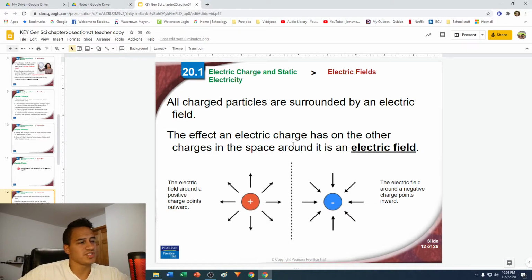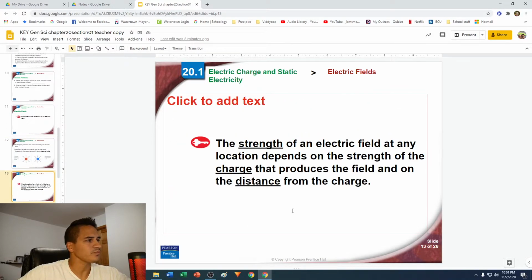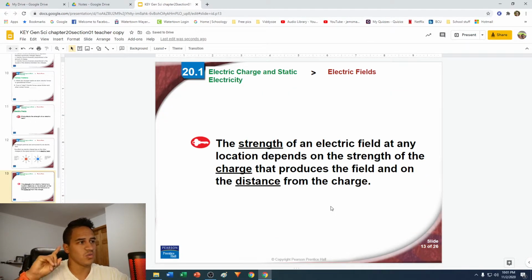So an electric field is just the effect that a charge will have on other charges nearby, whether it's going to repel that other charge or attract that other charge. We will draw lines that show what direction that force is going to be applied, okay? So the strength of any electric field is dependent on two things. One, it's dependent on how big the charge is that is creating the electric field. So if you have a very large electric charge, it will have a very big electric field around it, and therefore it will have a very big effect on other charges nearby.